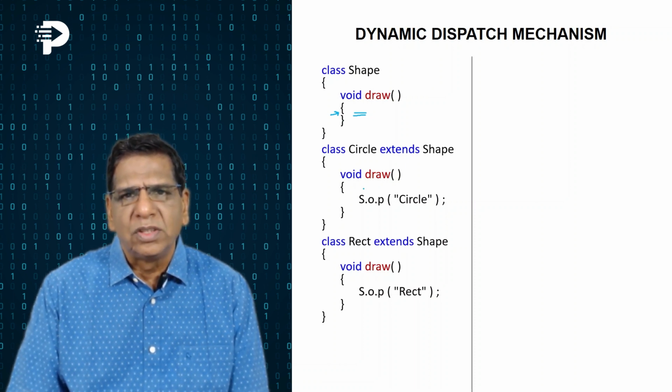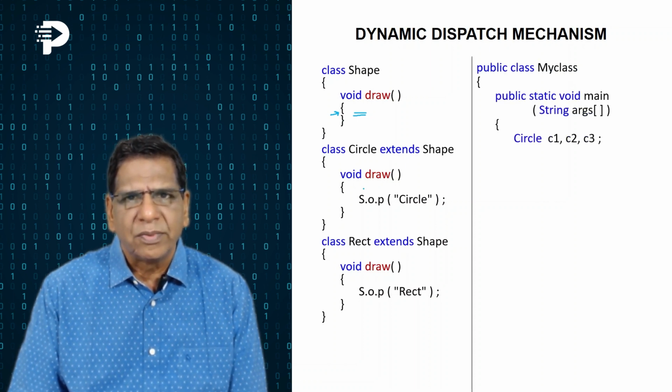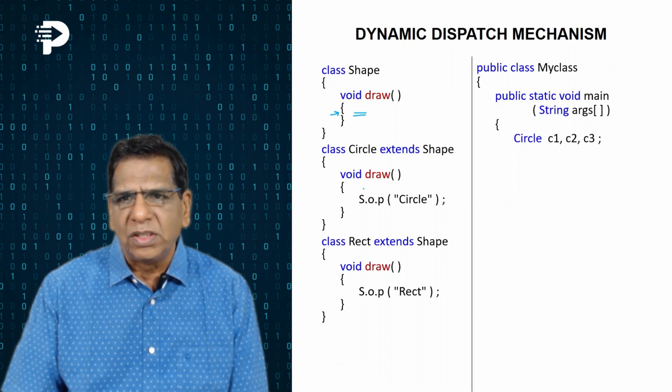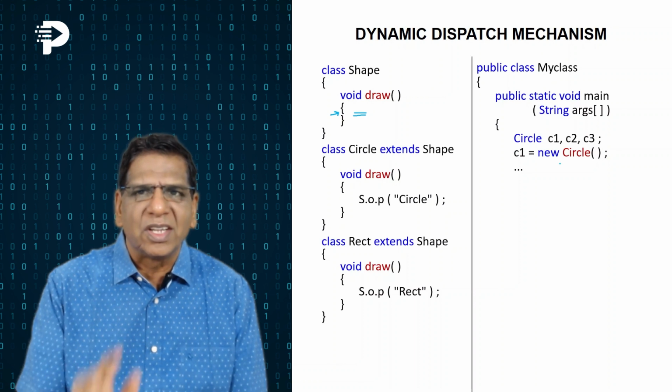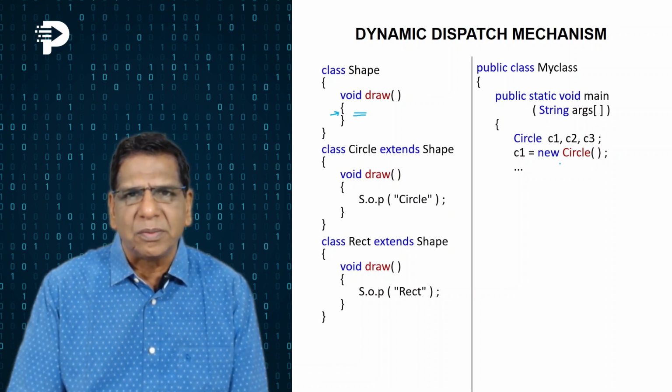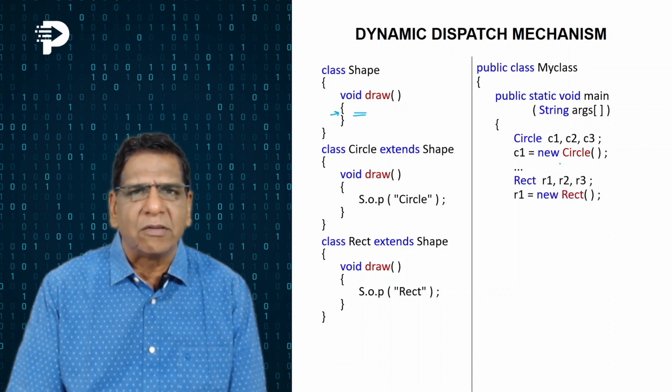Then let's try to use these classes. So within main what I would do is create circle objects. Realize that c1, c2, c3 are right now only merely references. We will have to say c1 equal to new Circle, c2 equal to new Circle and c3 equal to new Circle to create the objects and store their addresses in c1, c2, c3. Same thing I will do for rectangles. Create rectangle objects, store their references in r1, r2, r3.